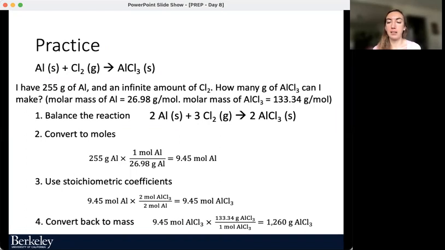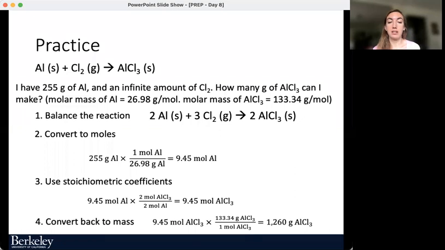So how did I get the 133.34? That's just from the periodic table. So I looked at the mass of aluminum. It's 26.98 on the periodic table. Chlorine is 35.45. So I did 26.98 plus 3 times 35.45, and that's how I got my molar mass.